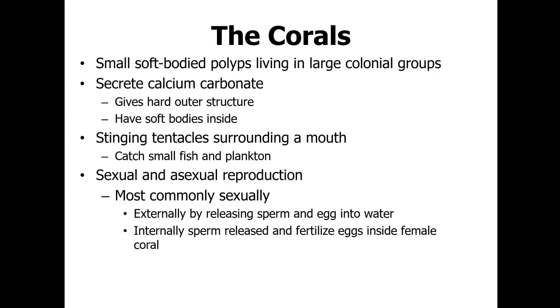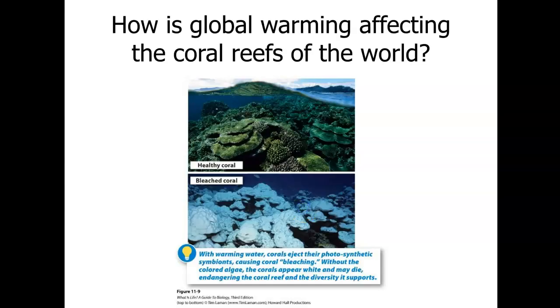So if it's reproducing sexually, it's going to release sperm and eggs into the water. Internally, sperm gets released and it fertilizes the egg inside the female coral. So it can reproduce both ways sexually.